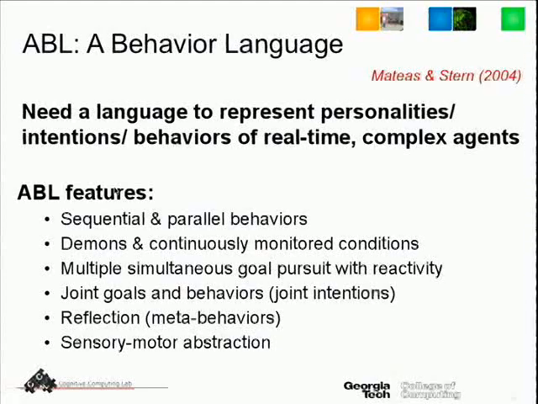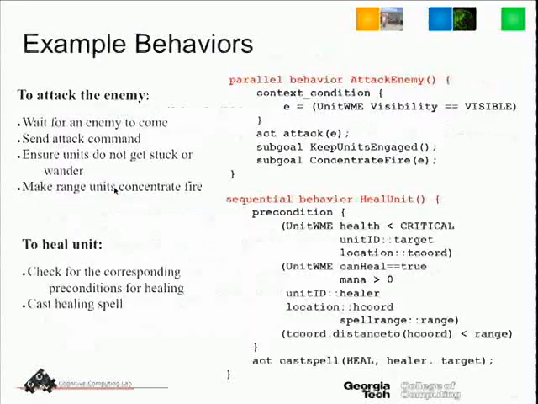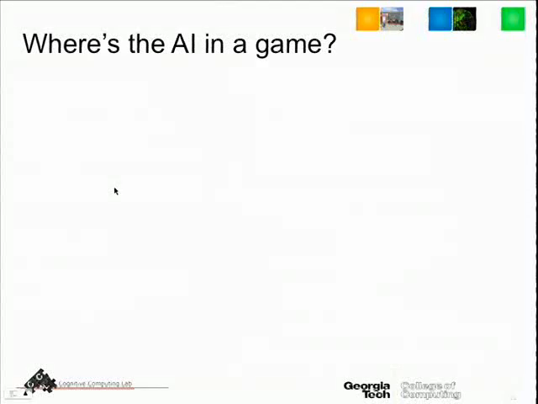Here's some example ABL code. That's a parallel behavior where, to attack the enemy, there are these two sub-goals you have to execute in parallel. Here's a sequential behavior. There's a set of preconditions that trigger the behavior and then something you do at the end, and so forth. So it's sort of this production system, C-like syntax.